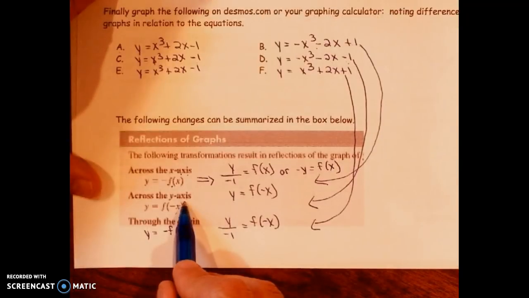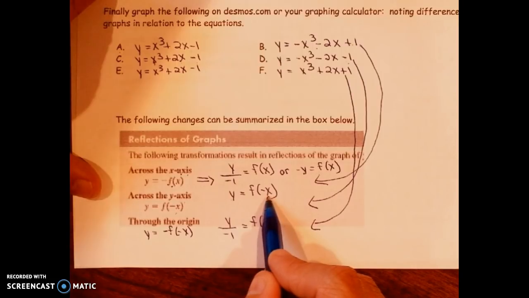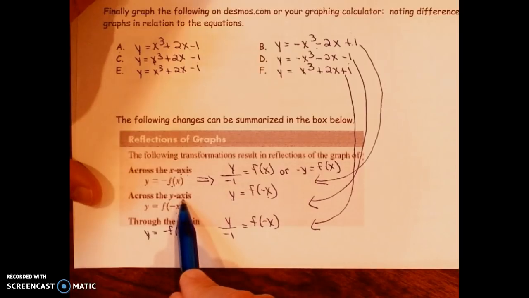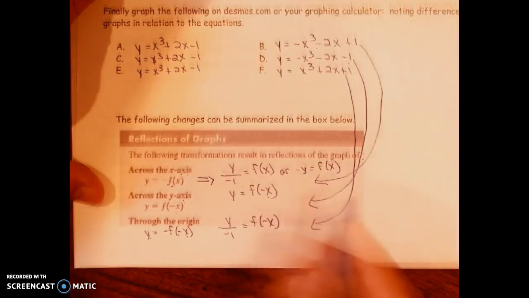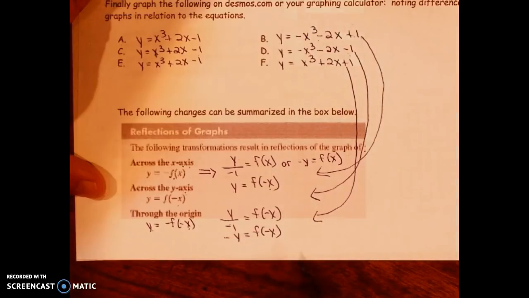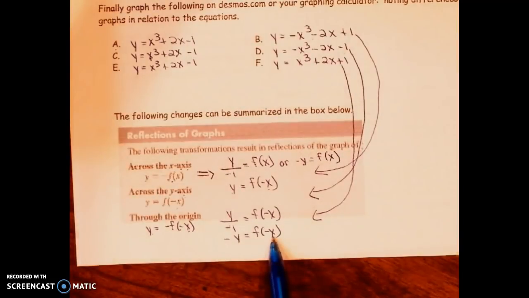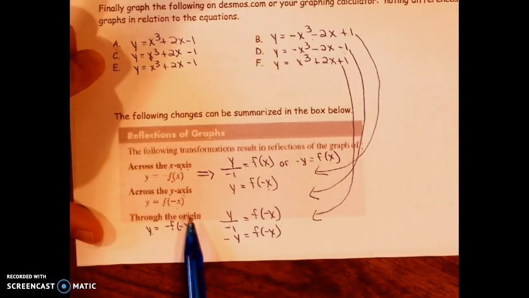If you go take a look at the next one, again, y we haven't changed, but we've replaced x with negative x. That in turn caused a reflection across the y-axis. And again, if you look at the last one, if I again go and solve this for f of x by itself, I divided out that negative 1, I got the following. Negative y equals f of negative x. So I replaced both the x with the negative x, and I replaced y with a negative y. And that's the rule when we are reflecting through the origin.